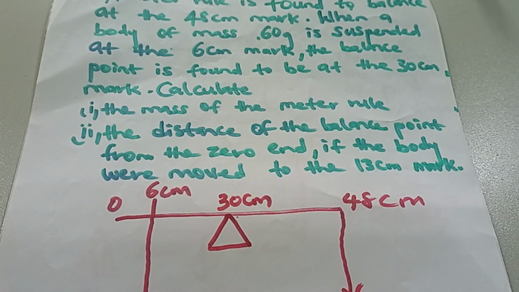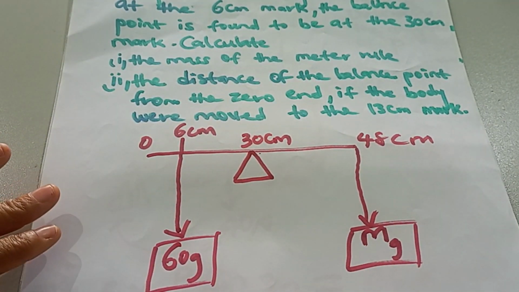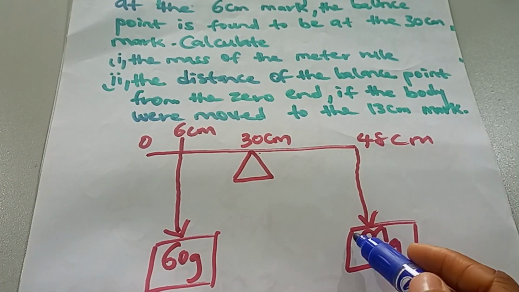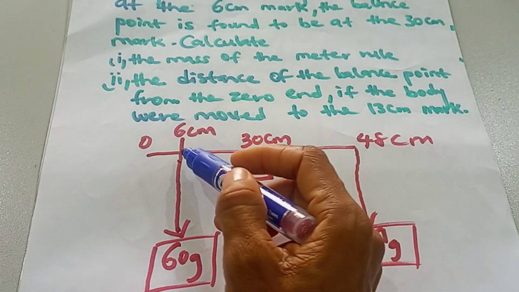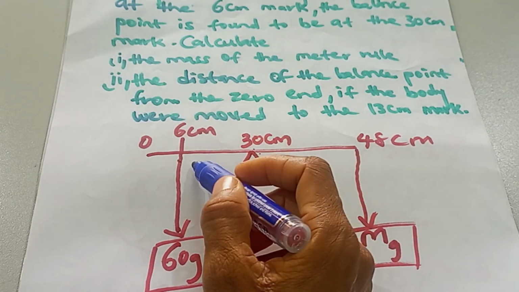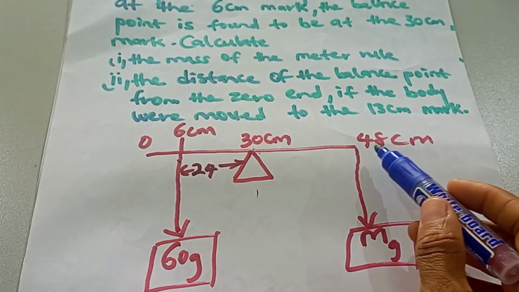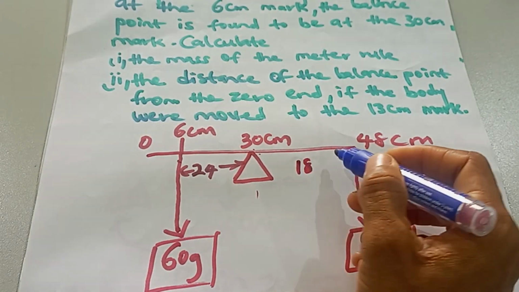In this question, this is the correct diagram. We have the mass, that's the unknown we are looking for. Remember, we take moments about this point. Since we have the mass, let's get the distance. 30 minus 6 will give us 24. That's from here to here is 24. Then we have 48 minus 30, that will give us 18. Then we have 18 this way.